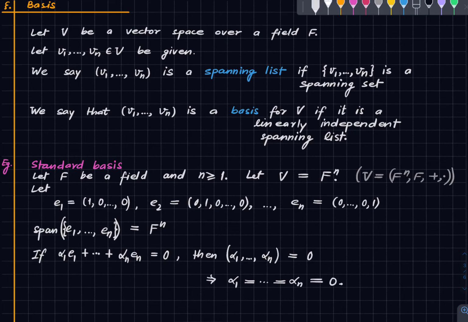So the only way a linear combination vanishes is when each scalar is 0, and hence these vectors are linearly independent. The upshot, or you can summarize what we just did by saying, is that e1 up to en is a basis of F^n. And this is called the standard basis of F^n. Okay, so just one example. We will perhaps look at other examples in exercises or in due course. All right.